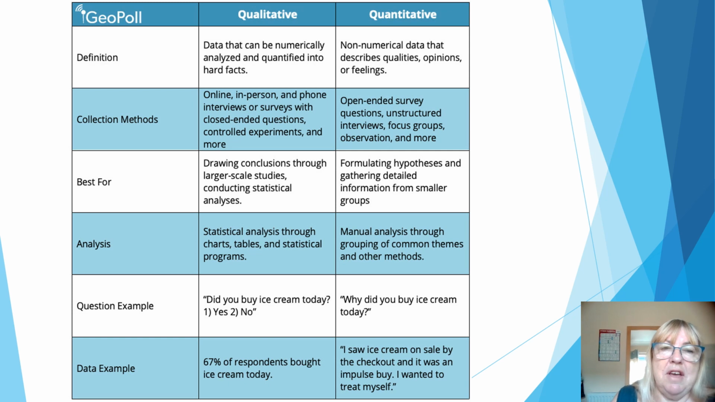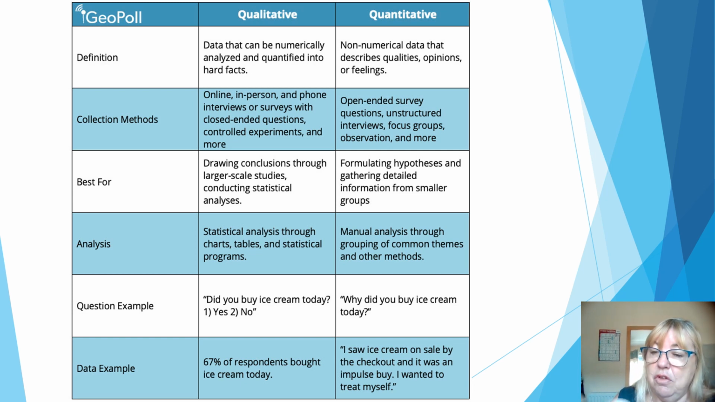There's a little bit of a definition. This shows again the differences, and hopefully it will help you with the different collection methods you would use and some of the question examples. So quantitative, as I said, is data that's generally numerically analysed. Qualitative is non-numerical, it's about opinions and feelings. The collection methods are obviously different. For quantitative, you can do online, in-person, or phone interviews, with close-ended questions, yes/no questions.